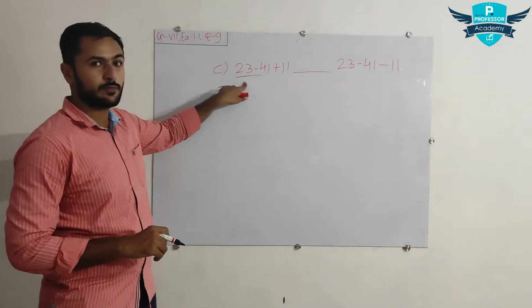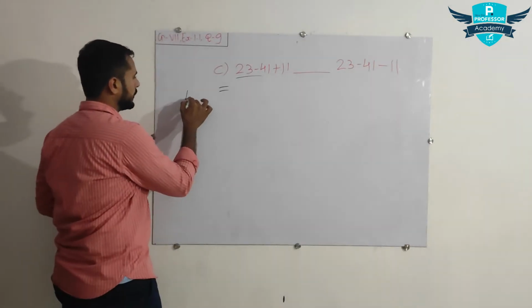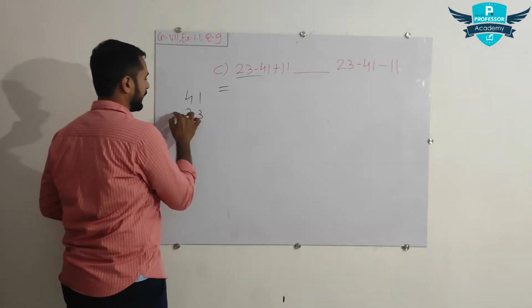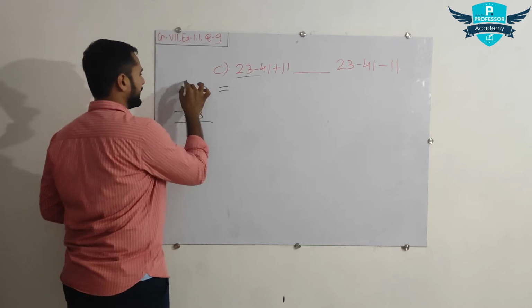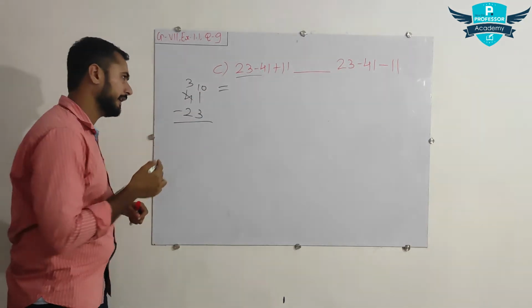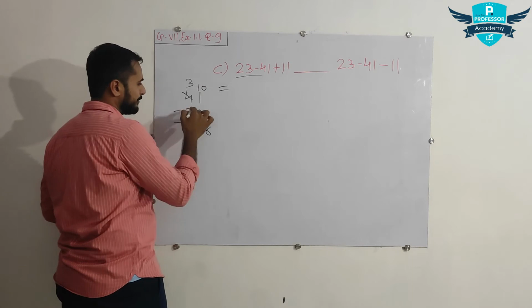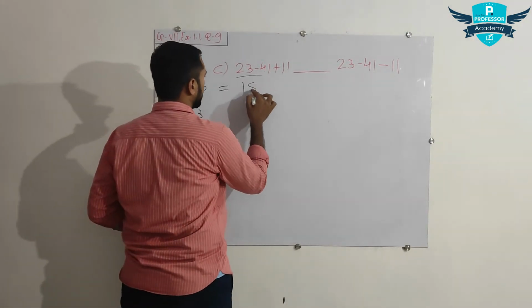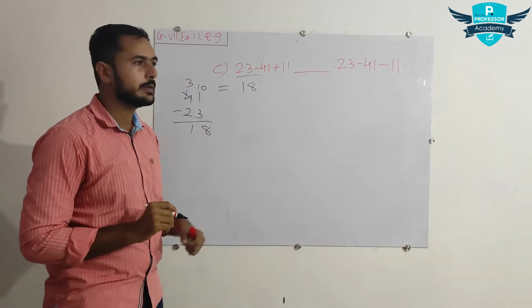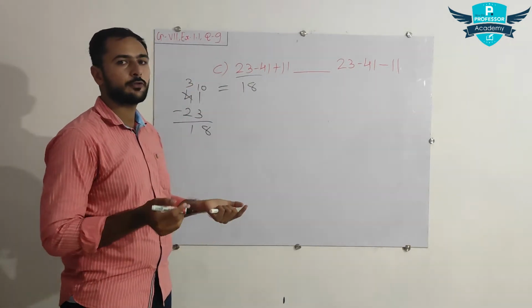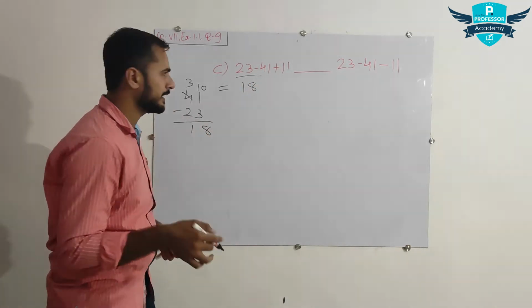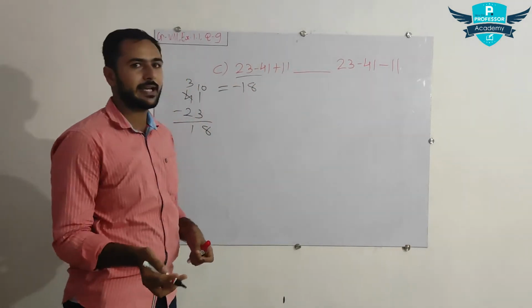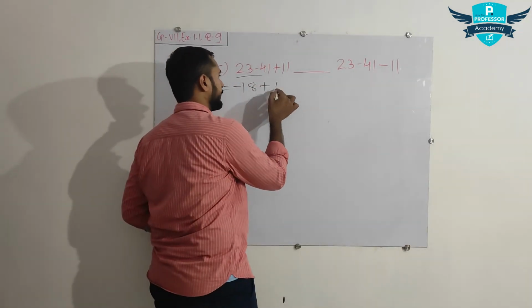So what will be the answer for 41 minus 23? How will we do it? Here simply 41 minus 23. Here 10, and here that's the 3. 11 minus 3, that is 8. And 3 minus 2 is 1. So 18 we got. Now, which sign will we put? Negative or positive? Of course negative, because 41 is the bigger number. Don't forget this, okay? And plus 11 as it is.